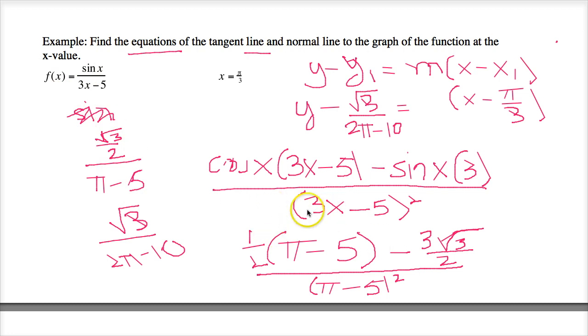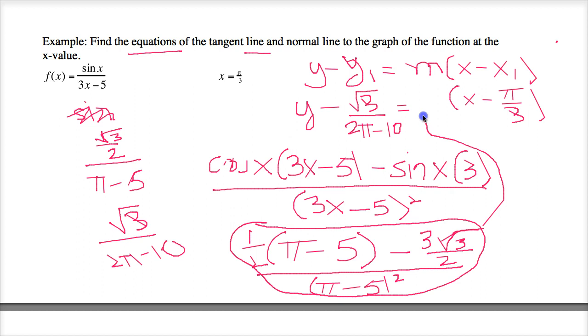Okay, so ultimately your answer is going to be y minus radical 3 over 2 pi minus 10, equals, and if I could just circle this, this is m, times parentheses x minus pi over 3. That is the equation of a tangent line to this graph at this point.